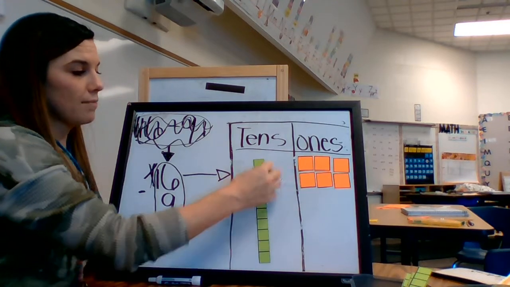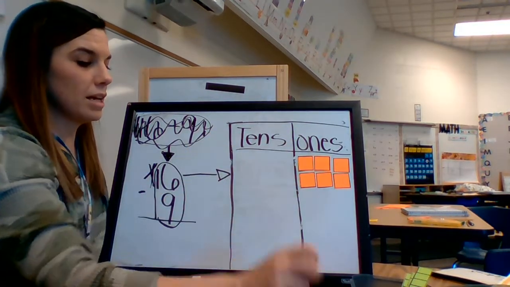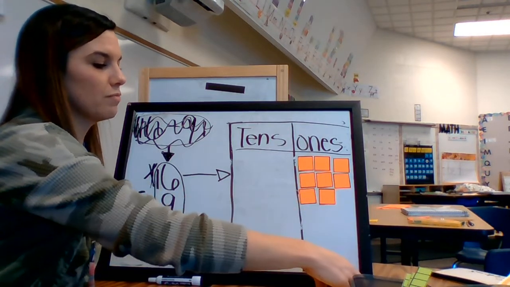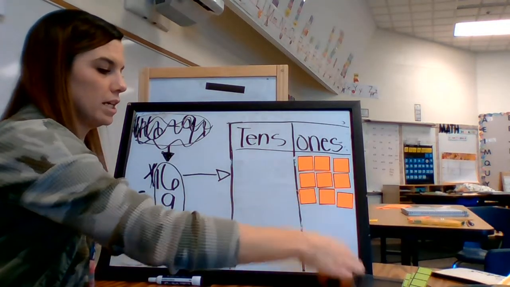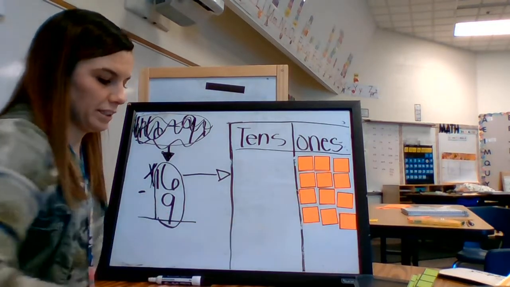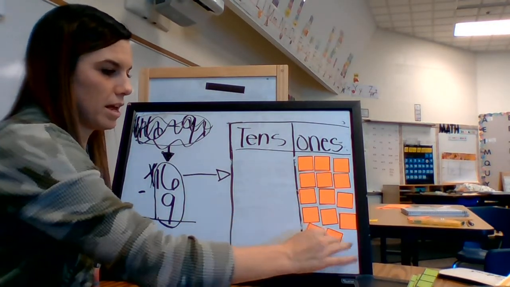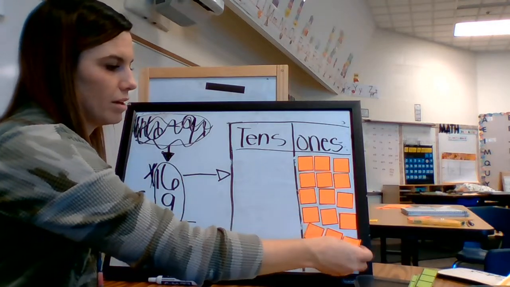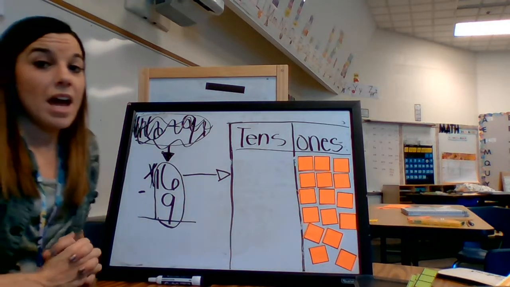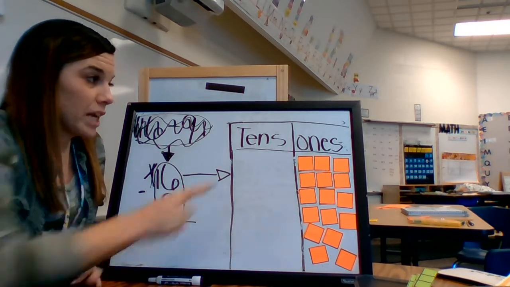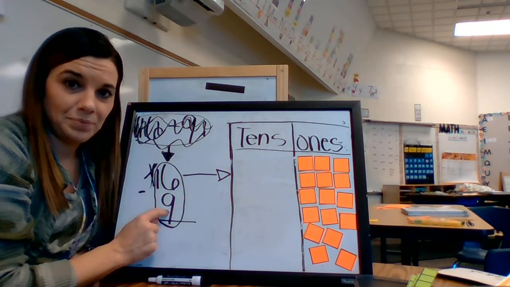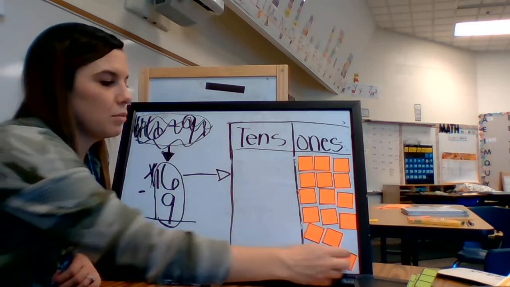In order to do that, I take away the group of 10, and I'm going to add 10 ones into the 1s place. 1, 2, 3, 4, 5, 6, 7, 8, 9, 10. Okay. Now, so now I have 16 ones over here. Am I able to take 9 away from them? I am. So let's take 9 away.